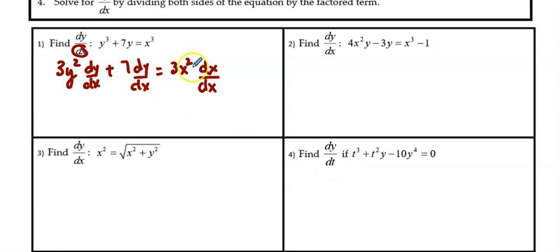When we get to stuff like related rates, time may be another issue here. But if we look at this right here, we want dy dx. We want to solve for these terms right here. We want this by itself.